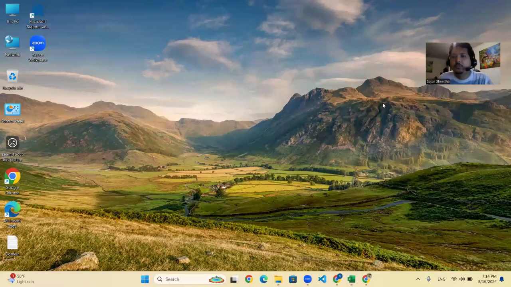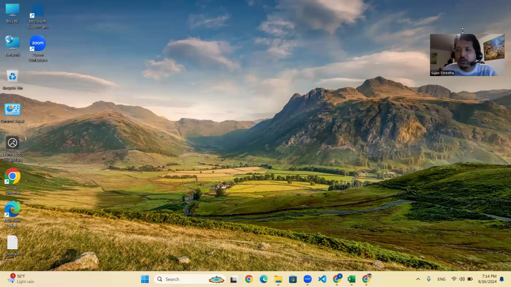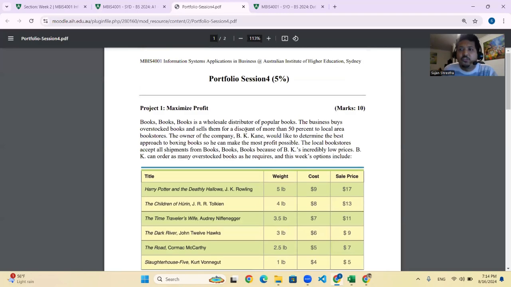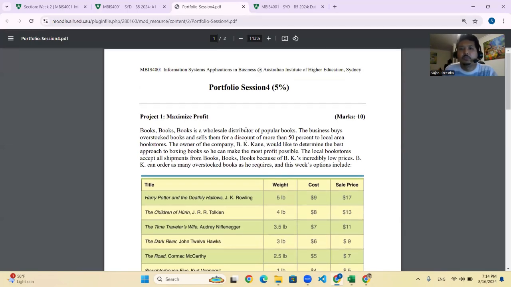In this video, I am going to demonstrate the portfolio session 4 tasks. So let me share my window first. Okay, I guess I have shared my entire screen. So this is portfolio session 4, and I have two tasks to complete. And there are two projects, so I have to demonstrate this project and record a video with my face and audio.